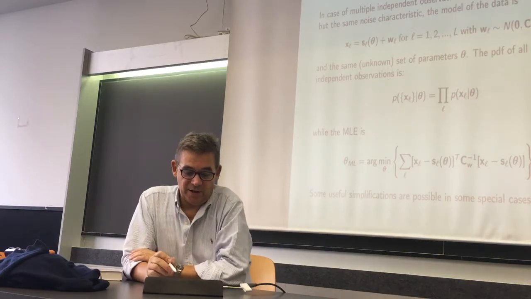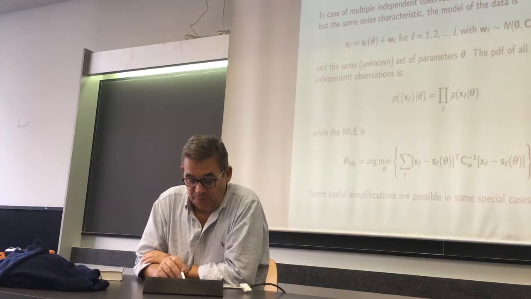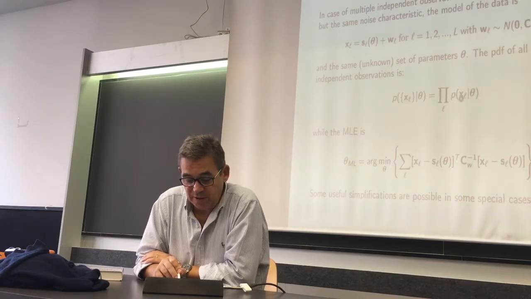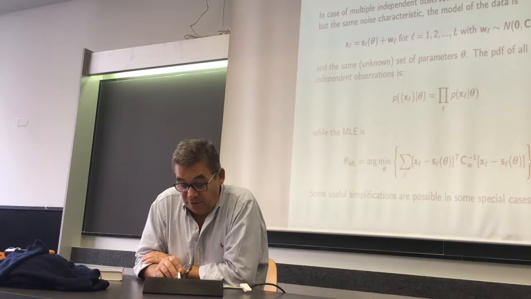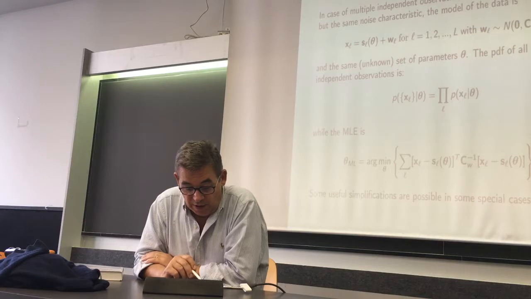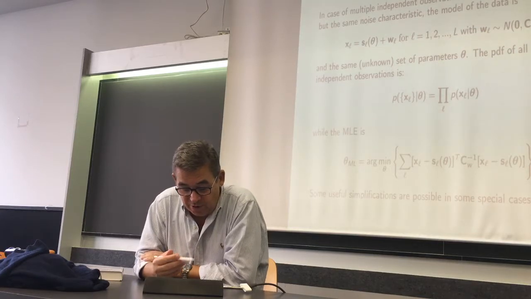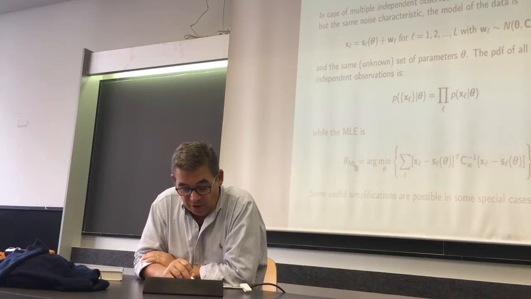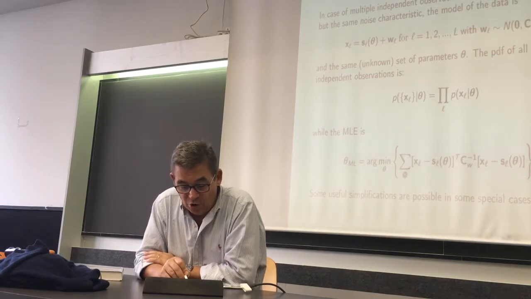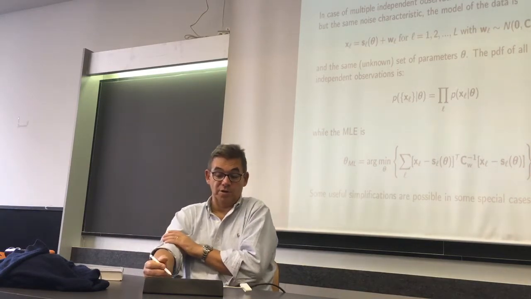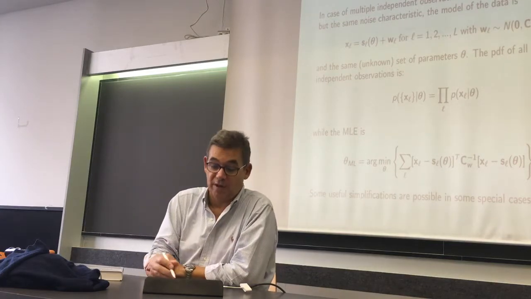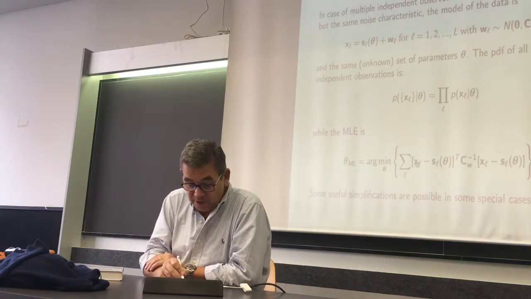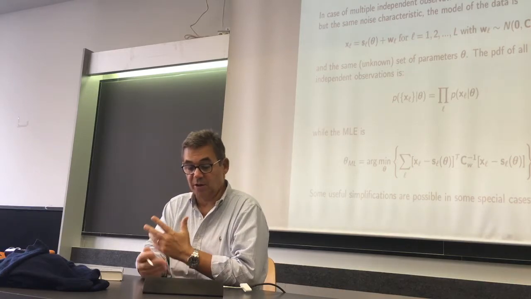Now let's see something very elementary. The PDF of all the observations, since they are independent, is the product of the PDFs of each individual. So the distribution is the product of the distributions. When I write the maximum likelihood and make all the simplifications, I get that the maximum likelihood estimator is the minimizer of this function, where I sum all the errors, weighted by the inverse of the covariance. These are the errors of L equal 1, L equal 2, and so forth.